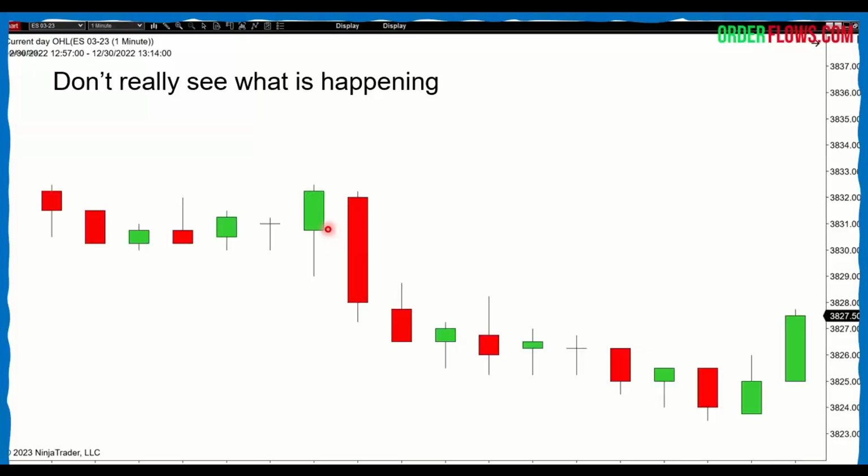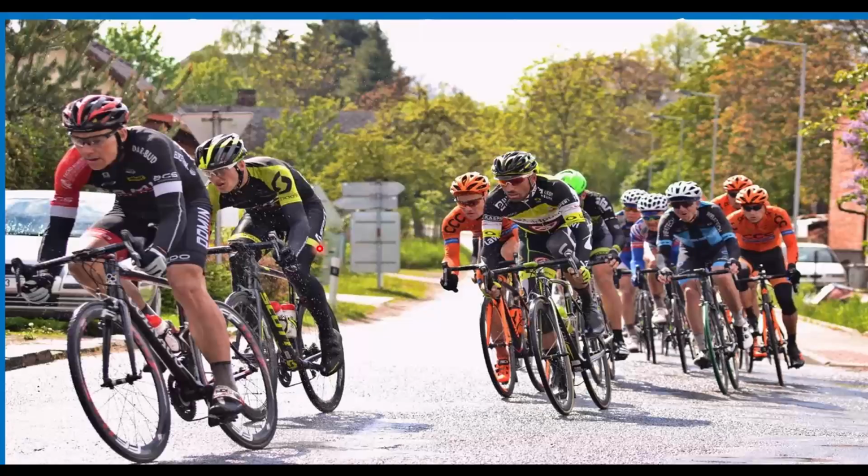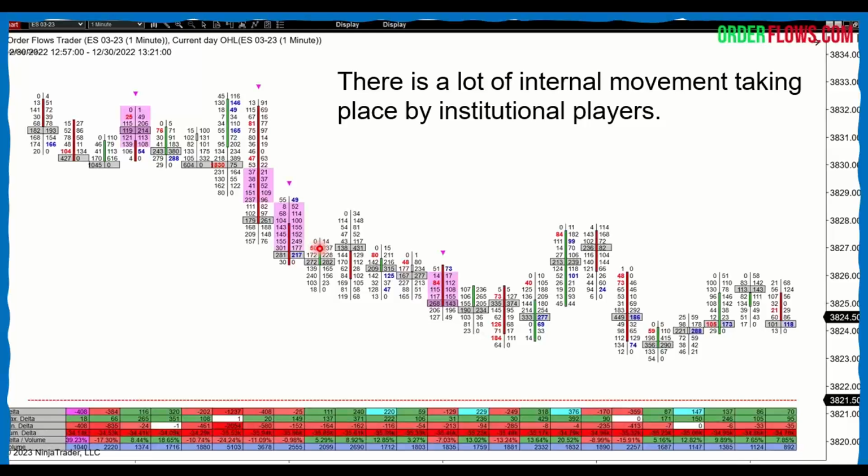When you're looking at a price chart, you're just looking at where the leader is, so to speak, where price is going, but you're not looking at the route it took to get there, over other traders or over other competitors. And that's why I say it's not necessarily just about following the leader. It's about understanding what's taking place everywhere else in the race. The race for third, the race for sixth, the race for eighth. There's always people jockeying for position. And there's a lot of internal movement taking place by the institutional traders in the market, right? The big traders, the traders that are going to move the market.